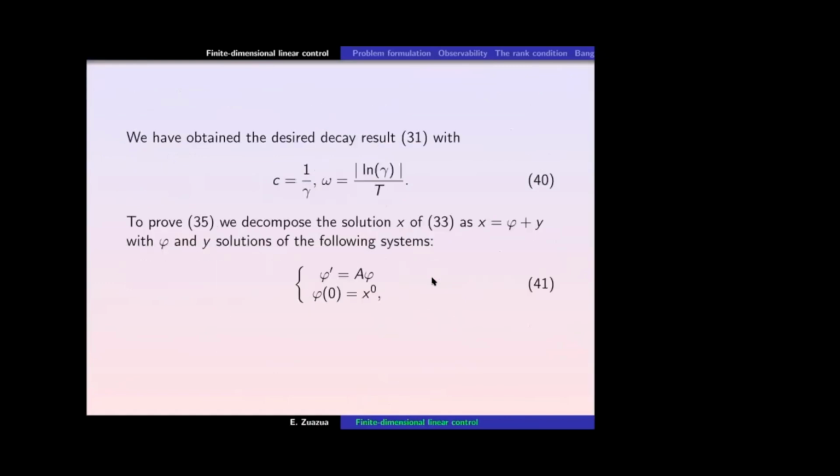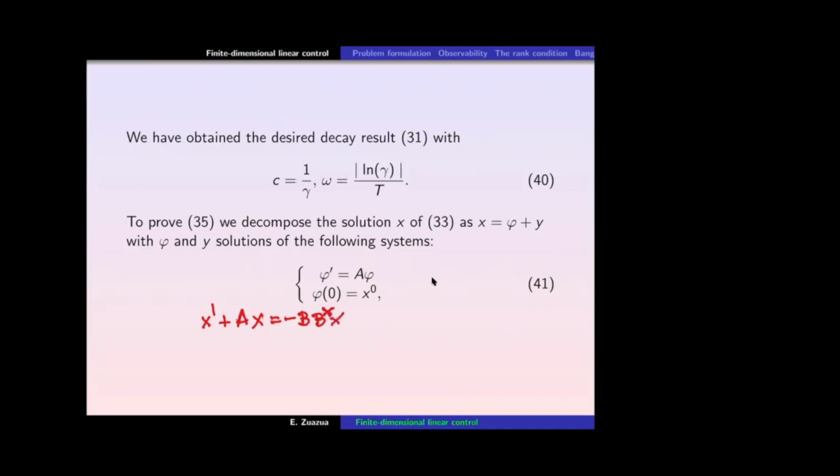Okay, but now the point is, what was the system X? The system was X prime plus AX equals minus B star X, right?